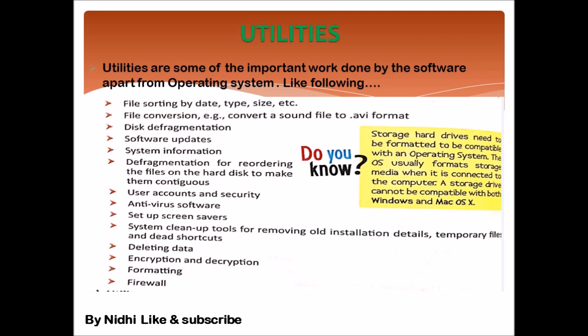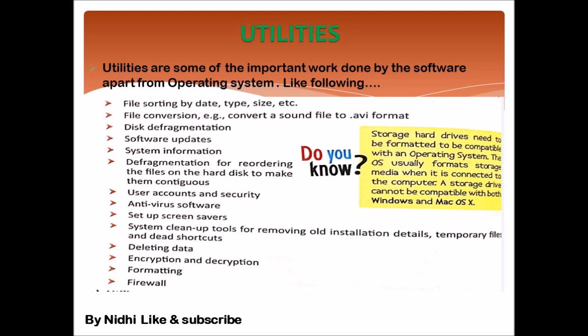Software updates. These utilities are the programs that help in software update, system information, and defragmentation for reordering the files on hardware disk to make them contiguous or continuous. User accounts and securities also come under the category of utilities. Antivirus software, screensavers, system cleanup tools like disk cleaner, removing old installations, deletion of temporary files and shortcuts, deleting data, encryption, decryption, formatting, firewalls. These come under the category of utilities.